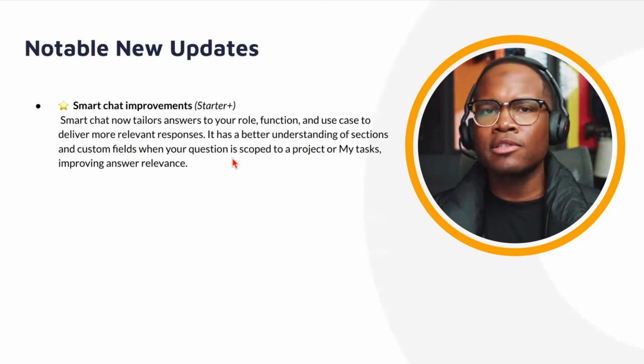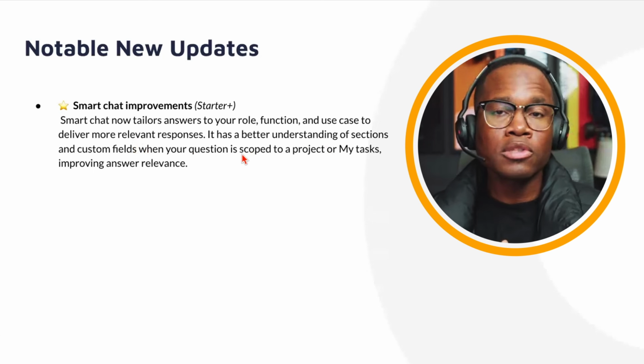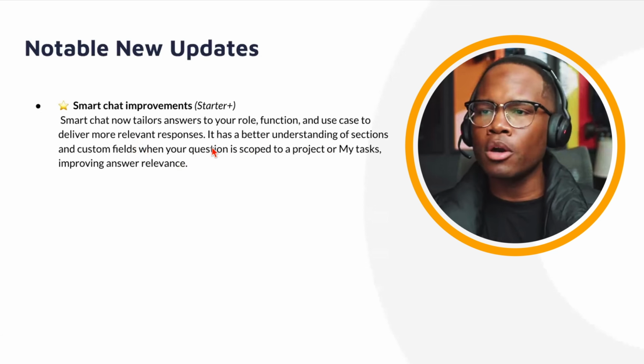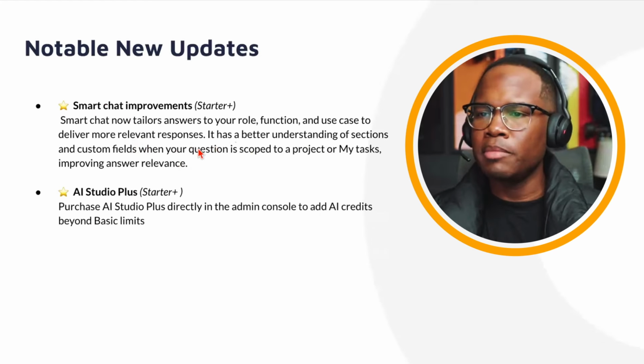You can look at your My Tasks. I tested this with our goals, right? And it's definitely improved. So go have a look at the smart chat inside of Asana. Your AI obviously has to be enabled.